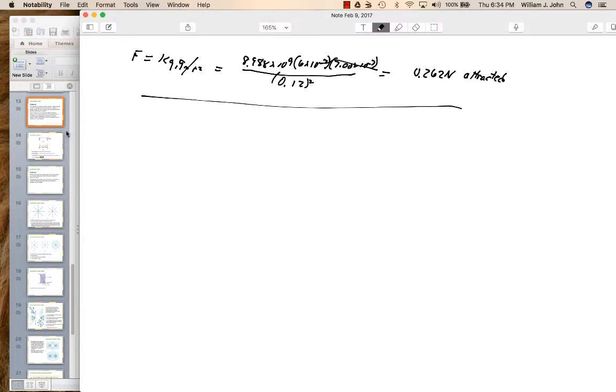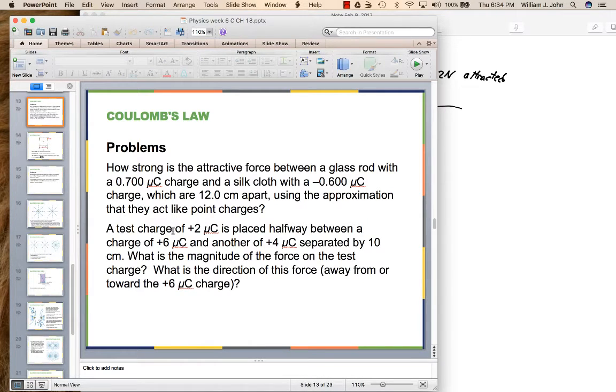Now the second problem says a test charge of plus 2 microcoulombs is placed halfway between a plus 6 charge and a plus 4 charge. Now these are all positive, so they're all going to be repelling each other. And it's separated by 10 centimeters. So the plus 6 and the plus 4 are separated by 10 centimeters, and we put this 2 right in between. So what is the magnitude of the force on the test charge?